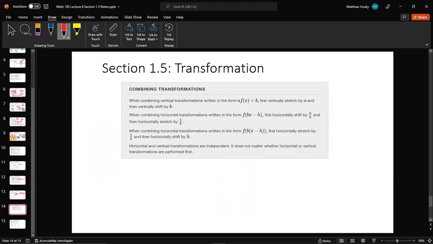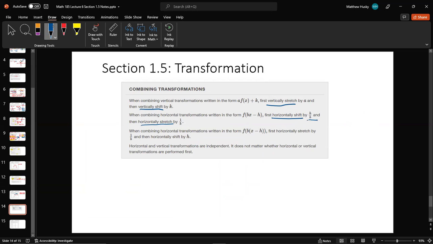So this last bit here, if you have a bunch of transformations all together, how do you combine them? Well, the first thing you would do when combining vertical transformations, vertically stretch and then vertically shift. So you would vertically stretch and then you would vertically shift. If you're combining horizontal transformations, you'd first horizontally shift and then you'd horizontally stretch.